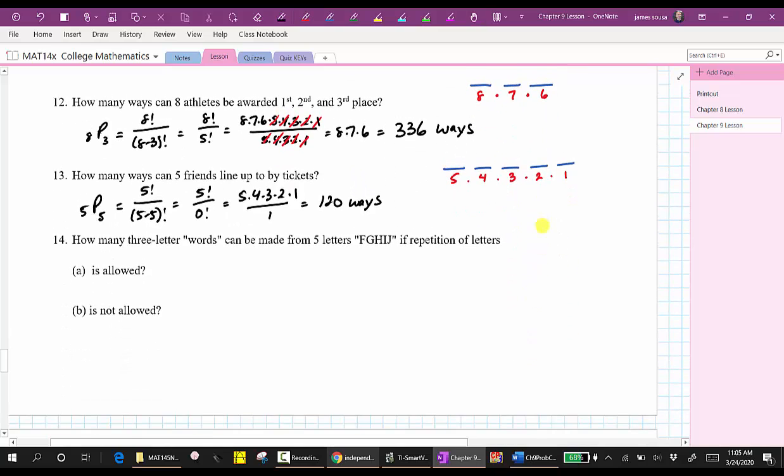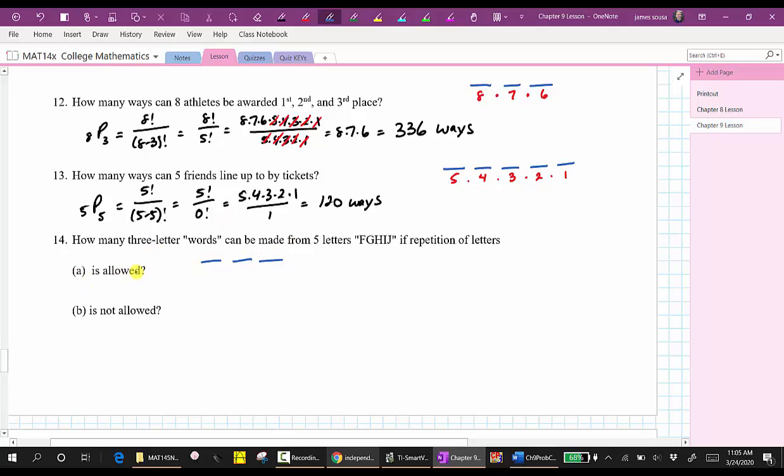Number 14, how many 3-letter words can be made from 5 letters, F, G, H, I, J, if repetition of the letters first is allowed and then is not allowed? So if repetition is allowed, we cannot use a permutation. We have to use the counting principle or counting rule, where there would be 3 categories because we are forming 3-letter words. So 1, 2, 3.